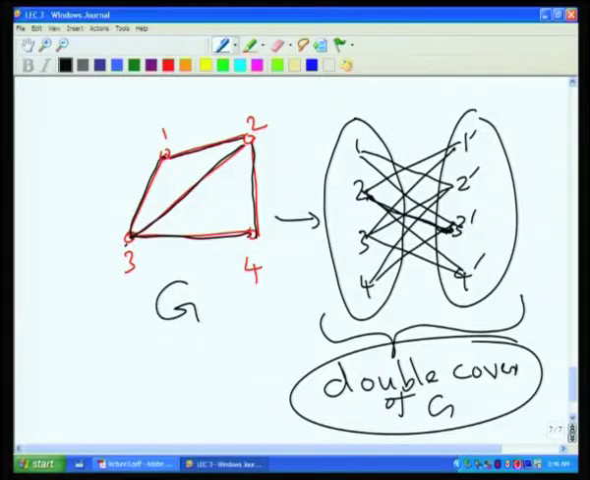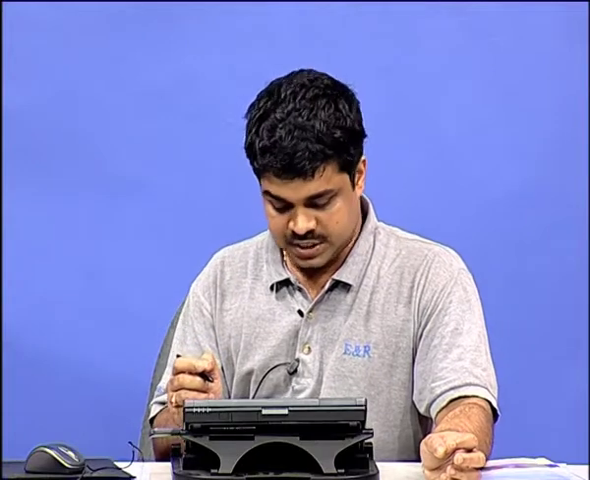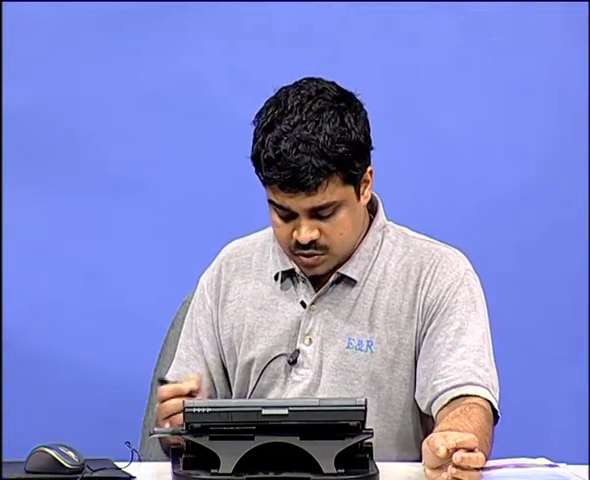So, this is a natural way of associating a bipartite graph to a given graph. We just make two copies of the vertices, and corresponding to each edge of the graph we put two edges in the double cover. That means, if you see an edge between i and j in G, we put i to j dash and j to i dash. This is our strategy, and so this is one concept.